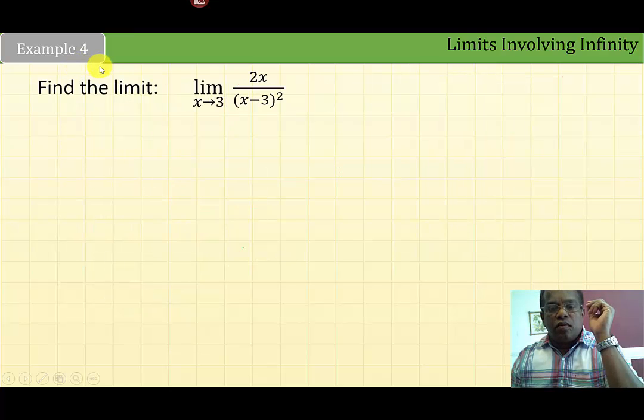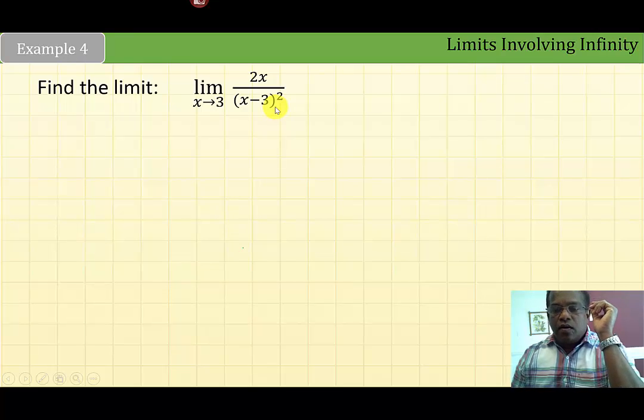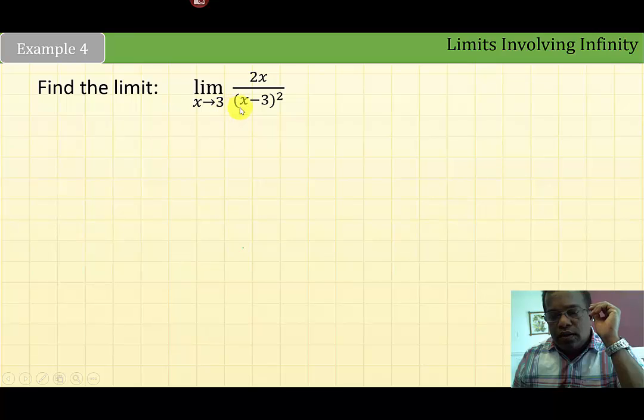Example number 4. Find the limit as x goes to 3 of 2x over (x minus 3) squared. Now, as you see here, as x goes to 3, the denominator goes to 0 and the numerator goes to 6. So it's a number over 0, so it looks like infinity. That is a situation where we need to make sure we get the left limit and the right limit.